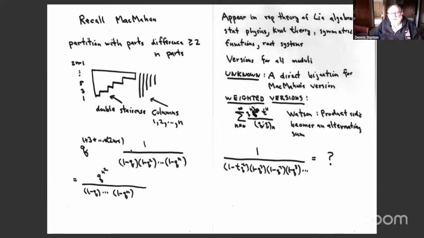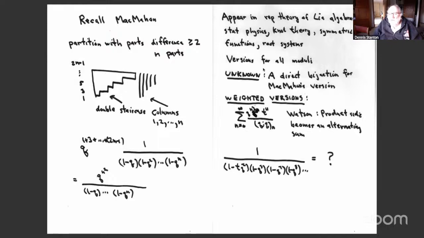Now this theorem has appeared all over the place. Here are some places. There's an algebraic proof of this identity in representation theory of the algebras, statistical physics, knot theory, symmetric functions, and root systems. And there are versions of this theorem for all moduli, not just mod 5. For higher odd and even moduli, you start getting multiple sums instead of a single sum.